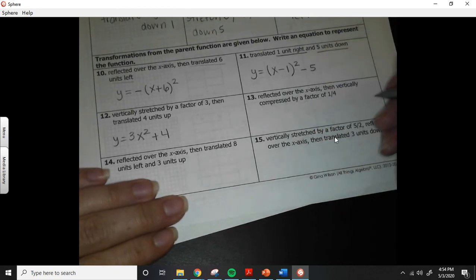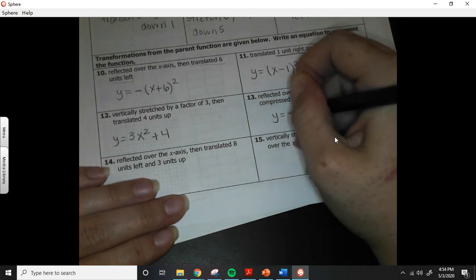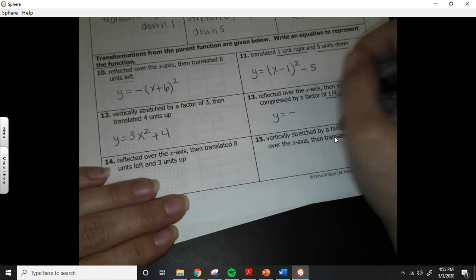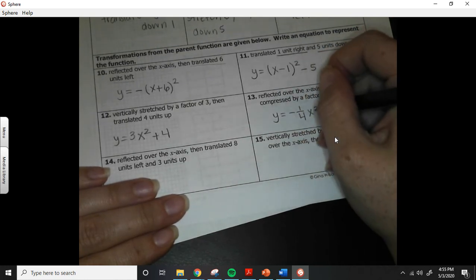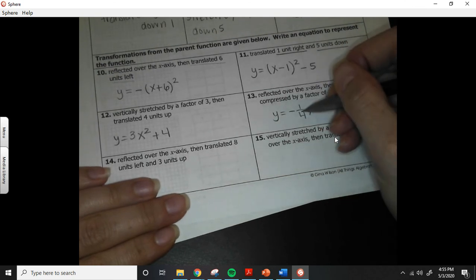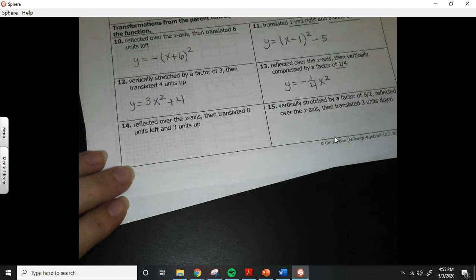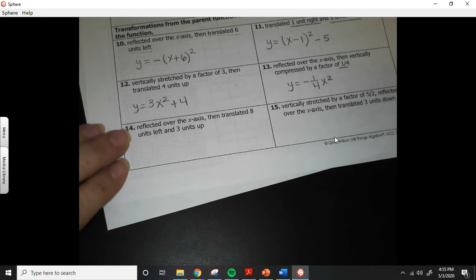Okay, I see a reflection and a compression in number 13, but no horizontal or vertical movement, so I know I don't need parentheses. So y is going to be equal to -1/4 x squared. That's it. Reflection, compression. That's it. Number 14, reflection, no compression or stretch.